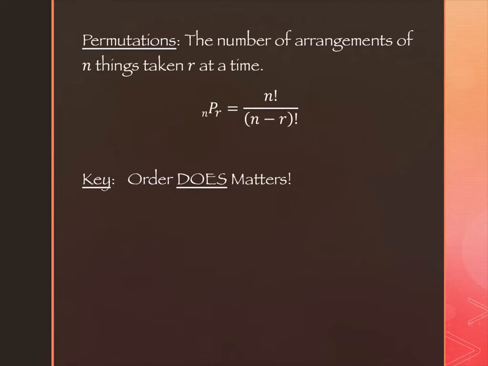So notationally, you see nPr. So the big P in the middle is for permutation. The n at the beginning is the number of things we choose from. So n choices, we'll say. And r is the number we choose.